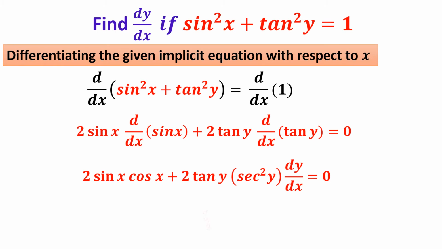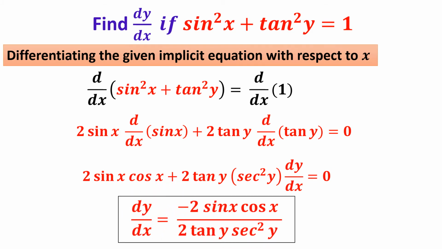Keep only dy by dx on the left hand side and push that 2 sin x cos x to the right hand side. It will become minus 2 sin x cos x divided by the coefficient of dy by dx on the left hand side, that is 2 times tan y into secant square y. You can cancel 2 and 2, and that may be the maximum simplification possible in this problem.